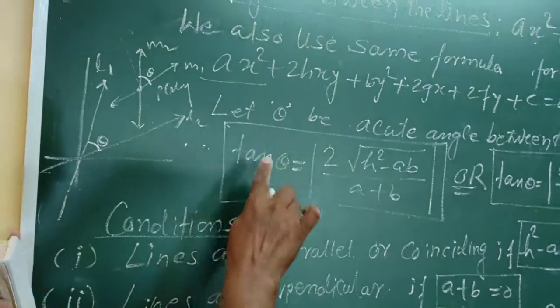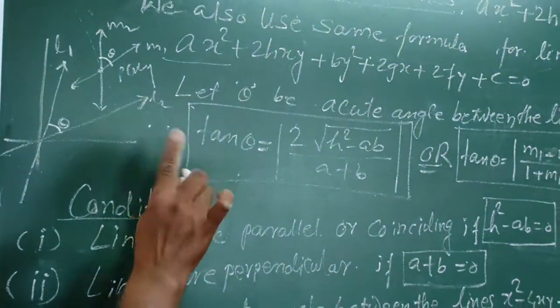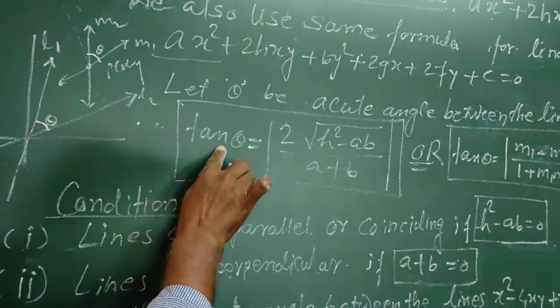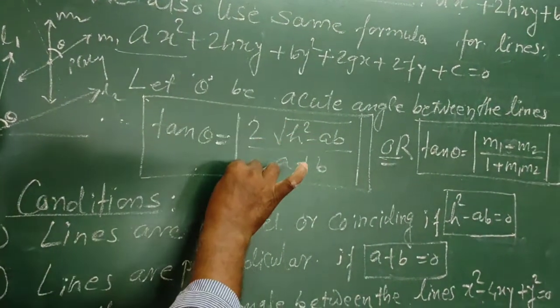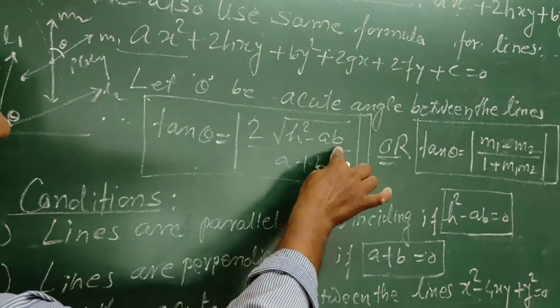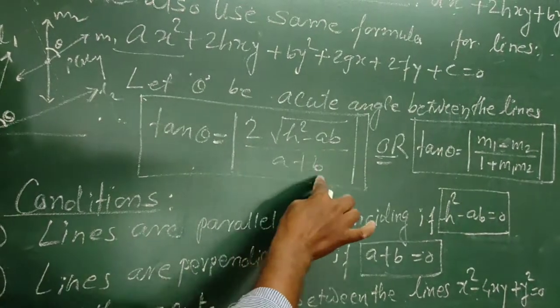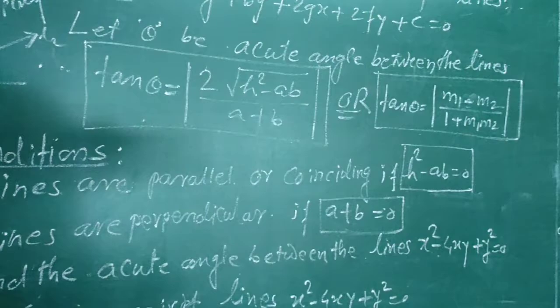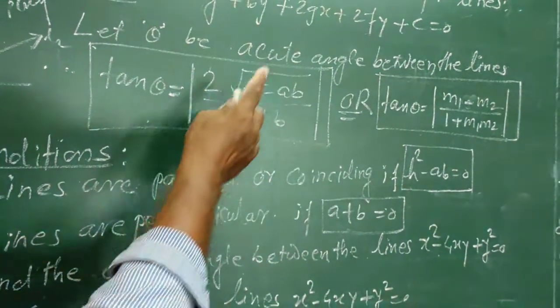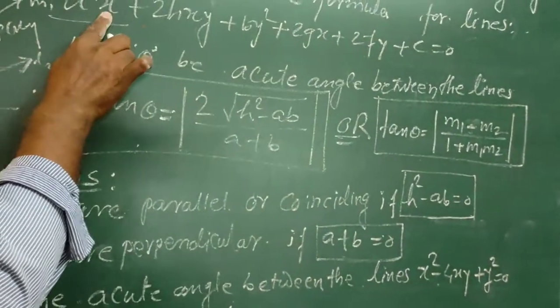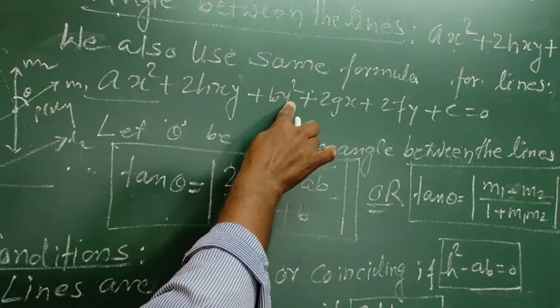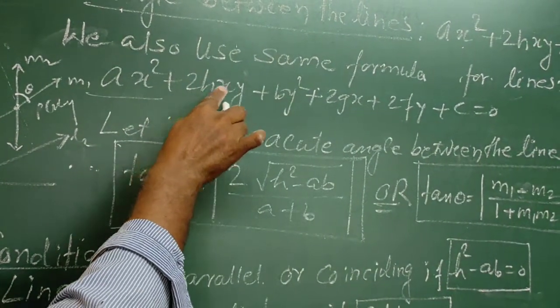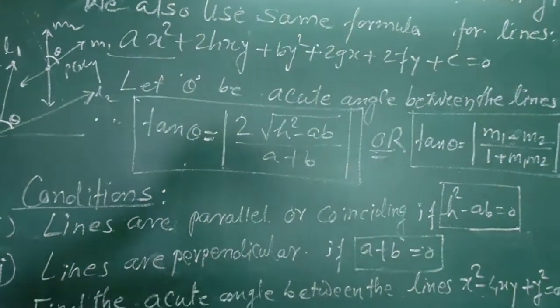So the acute angle between the lines is given by the formula tan theta is equal to mod of twice square root of h square minus ab upon a plus b. So here h, a and b that you know: a is the coefficient of x square, b is the coefficient of y square, and this h is the coefficient of xy.